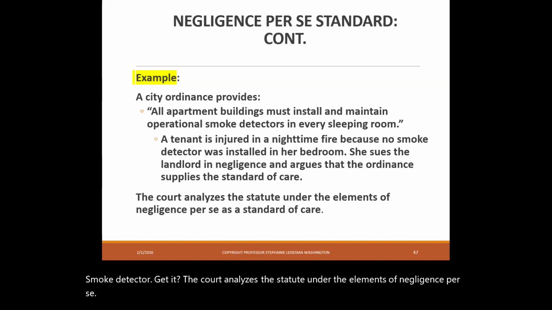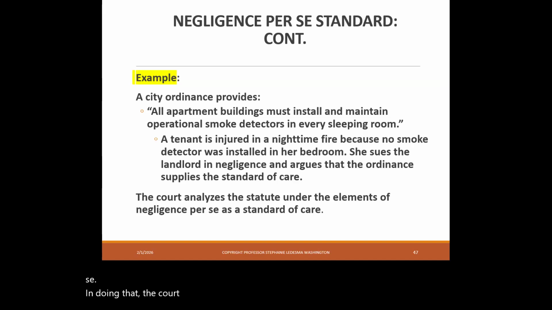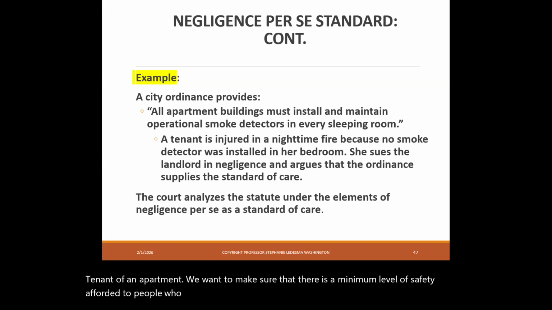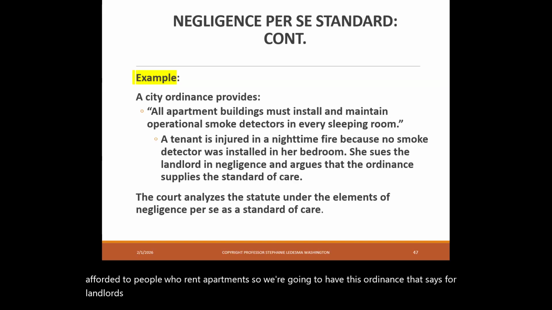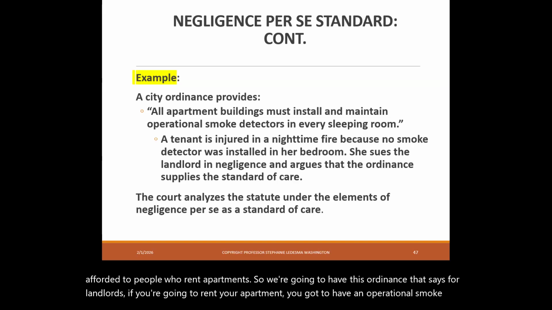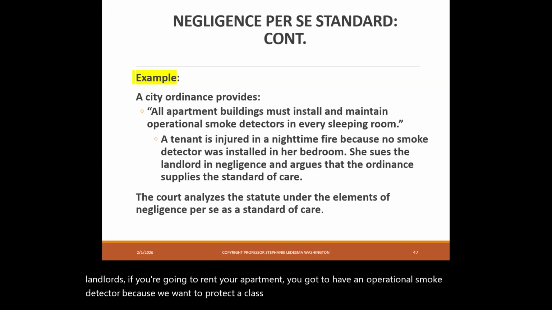In doing that, the court does two things. One, is the tenant in the class of people that the ordinance was written to protect? Yeah, a tenant of an apartment. We want to make sure that there's a minimum level of safety afforded to people who rent apartments. So we're going to have this ordinance that says for landlords, if you're going to rent your apartment, you've got to have an operational smoke detector because we want to protect a class of people. The class of people: tenants.